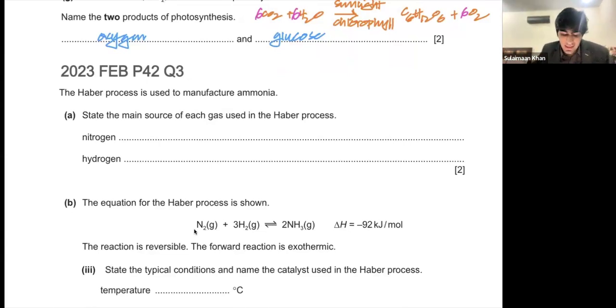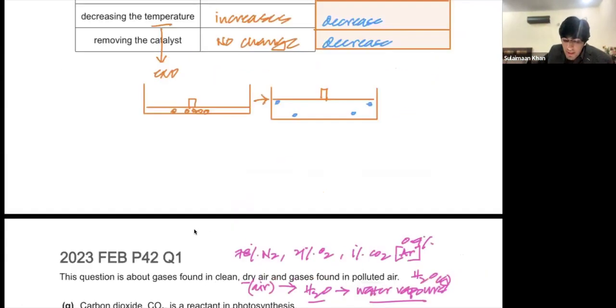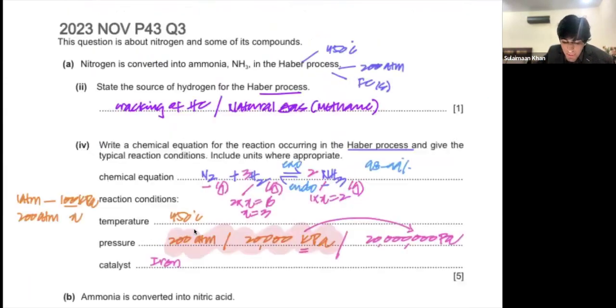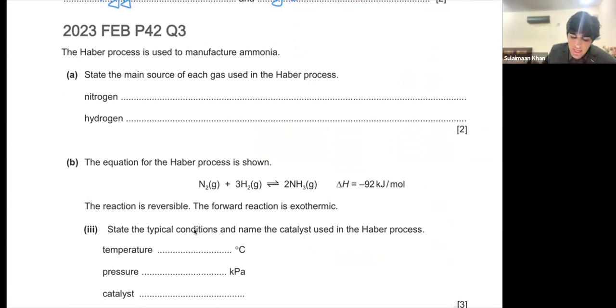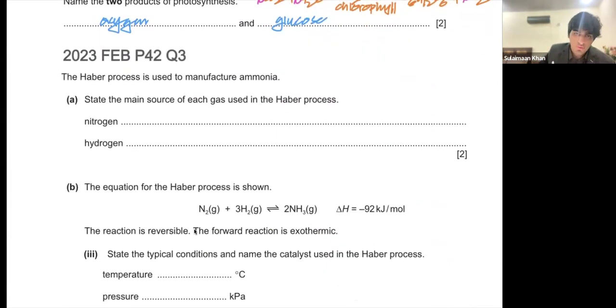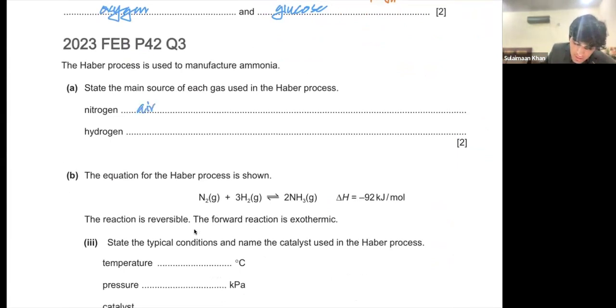बस यकीन मानो, ठीक है, बस ये कर लो एक दफा खुद। अच्छा, state the main source, देखिए कुछ भी different नहीं, nothing is different. We've done so many questions and it's just repetition after repetition. State the main source of each gas used in Haber process. What's the main source for nitrogen? शाबा, अब हजार दफा कभी मैंने बताया, air is the main source, right? Air, and how do you get it from air? You fractionally distill the air.